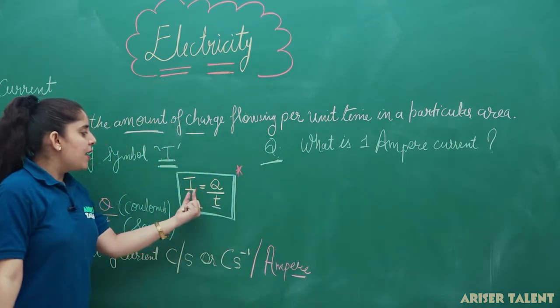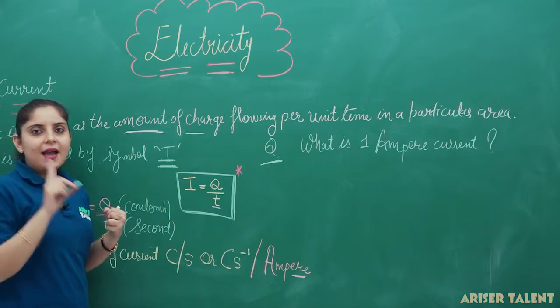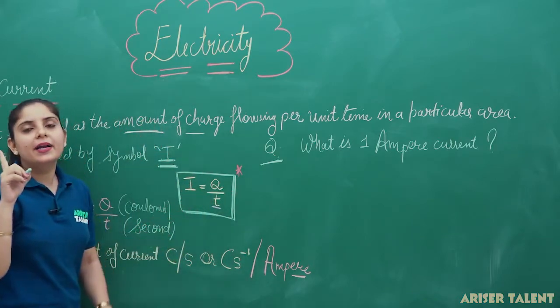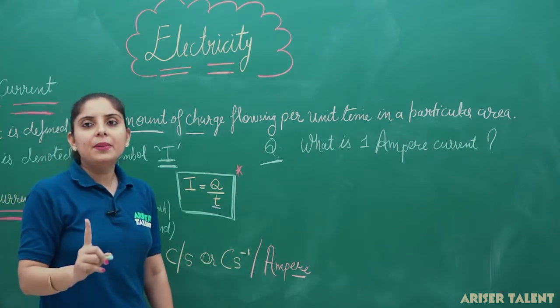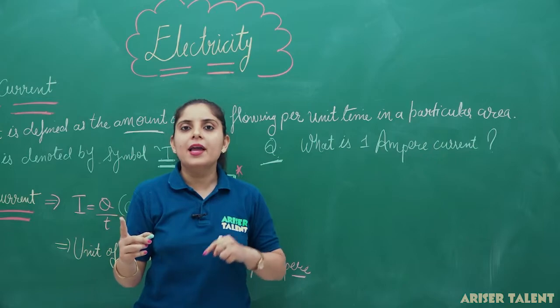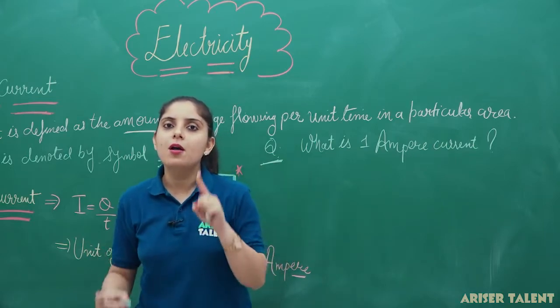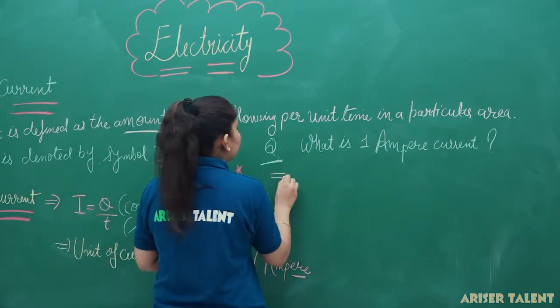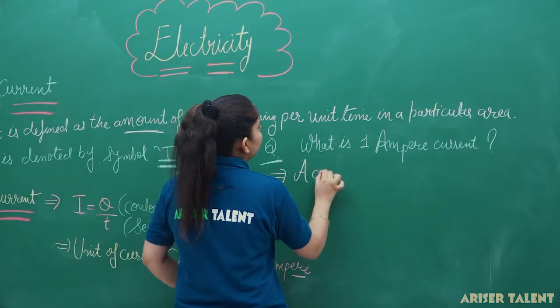Now 1 ampere current is defined as 1 coulomb charge flowing through a conductor in 1 second. It means if 1 coulomb charge flows in 1 second, then we say that 1 ampere current is formed. So the answer for this question will be: a current is said to be 1 ampere.